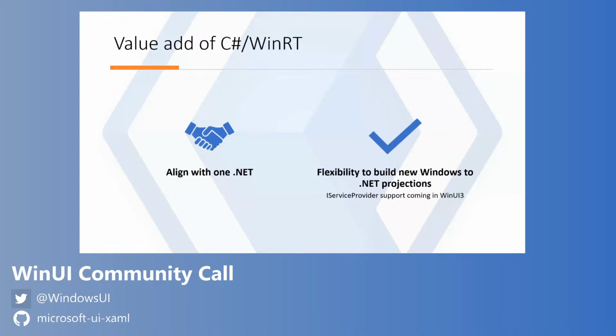There are two key focuses of why I think C#/WinRT is important. And while they're simple, I think they're very powerful. Those two things are to align with .NET and to provide new projections, which allow us to bring new features to you. The .NET team is focusing on a single .NET platform for all their users, and Windows is no exception to that. We want all Windows developers to have access to the latest .NET features, regardless of whether you're in Win32 or UWP. So hopefully you can see the immediate value that this brings. We have IServiceProvider coming with WinUI 3, and something like this would not have been possible without C#/WinRT.